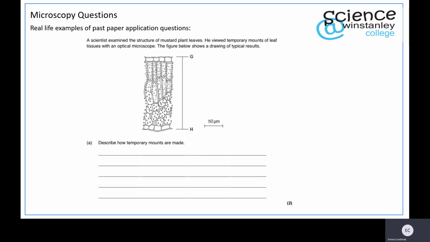Okay, let's move on to another question. So this one focuses more on the process of microscopy and also makes you use a scale bar to work out magnification. So, a scientist examined the structure of mustard plant leaves. He viewed temporary mounts of leaf tissues with an optical microscope, and the figure below shows a drawing of typical results. It wants you to describe how temporary mounts are made.